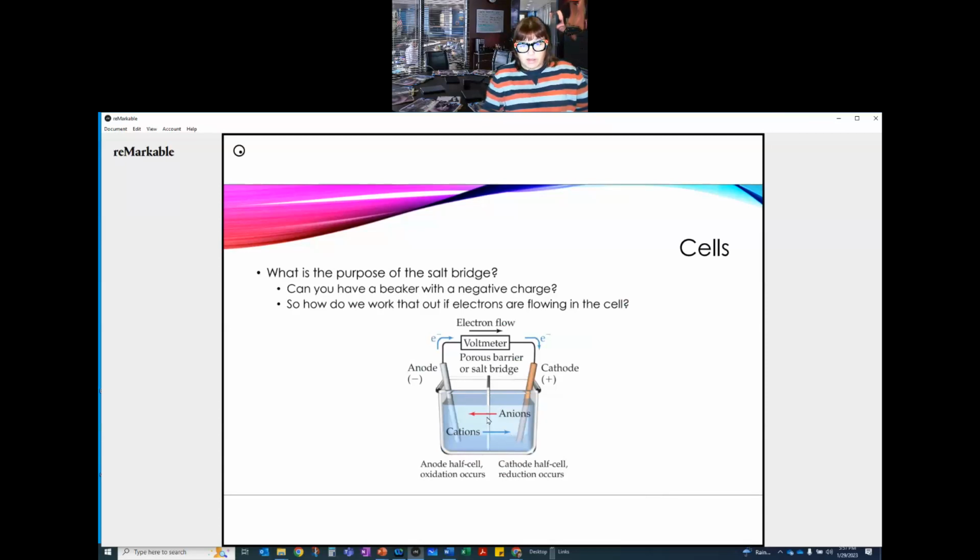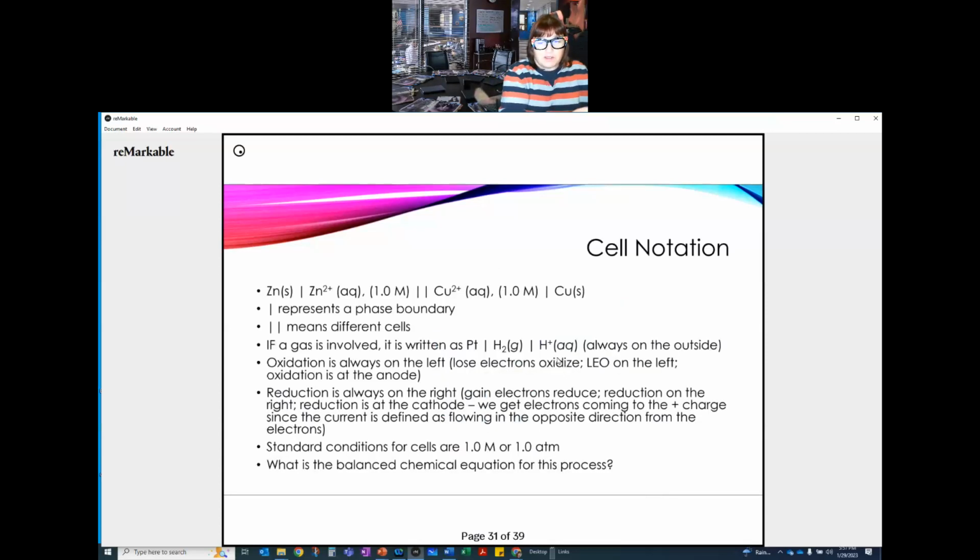Here we have a semi-permeable membrane, which allows those anions and cations to move through. Okay. So that's what we're talking about in terms of making sure that we have electrical neutrality. That's what the salt bridge is for. Awesome. Another thing that we can talk about, and we will need to talk about it for these labs, is something called cell notation.